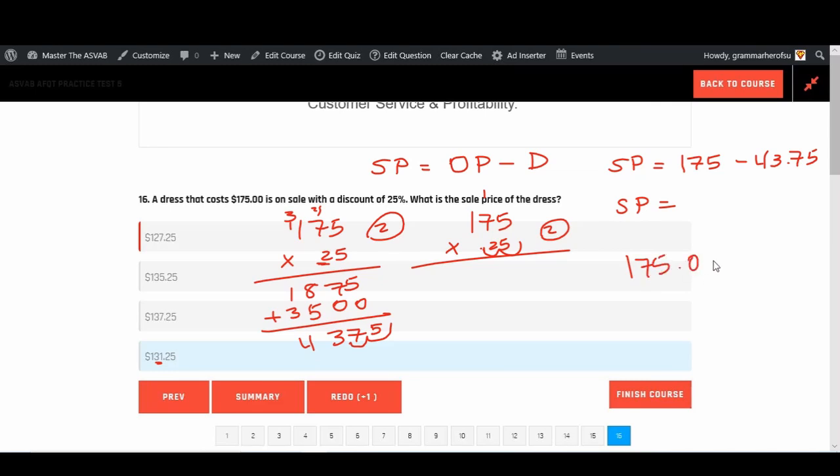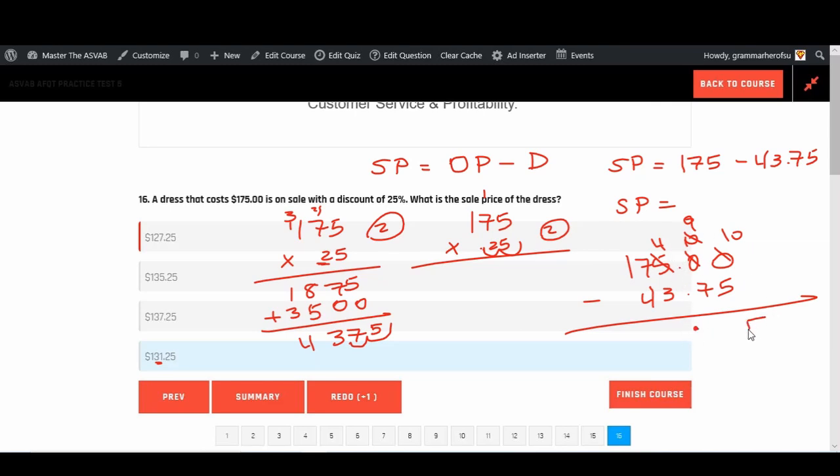175 minus 43.75. Again, I'm going to borrow from here. This is going to become 4. This will become 10. I have to borrow one more time. This becomes 9. This becomes 10. Drop your decimal in line.